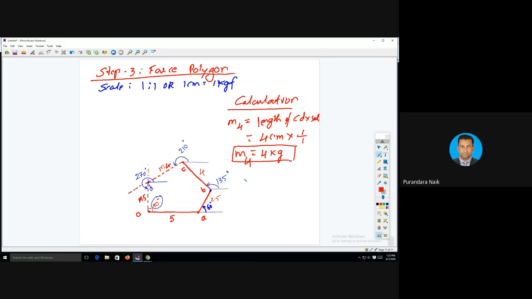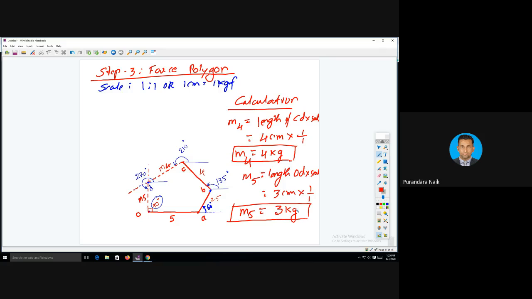Similarly, if you want to find out the value of M5, it is equal to the length of OD into scale. I'm getting 3 centimeter into scale 1/1. We will get the answer as 3 kg for M5. So this is the calculation. What question has been asked is to find out M4 and M5. We are getting the answer for M4 and M5.